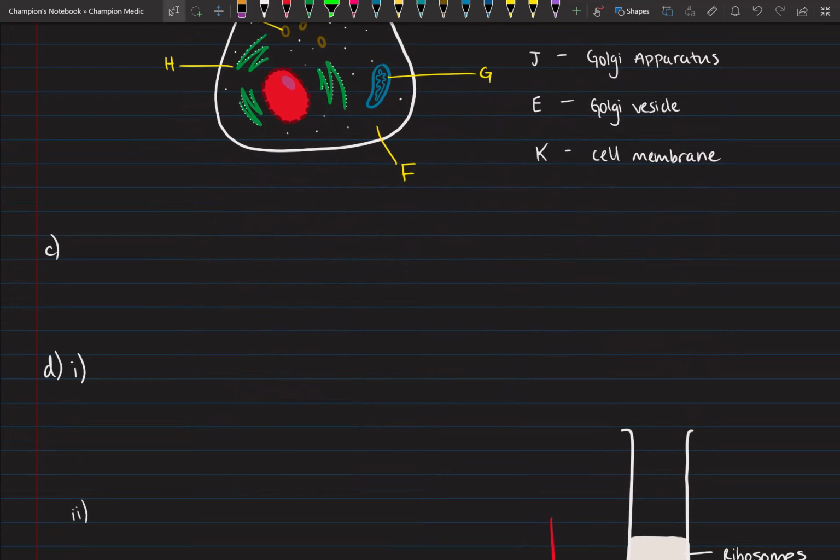Part C. Why are there a lot of organelle G in this cell? So G we've identified as the mitochondrion. We know that the mitochondria are the site of aerobic respiration, aerobic meaning with plenty of oxygen. And as a result of that aerobic respiration, you get the release of ATP energy.